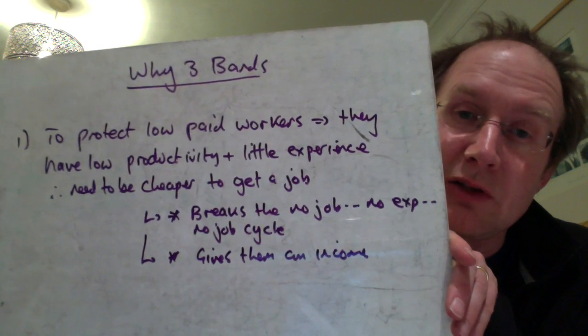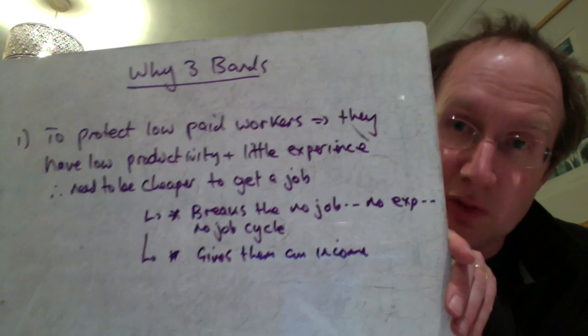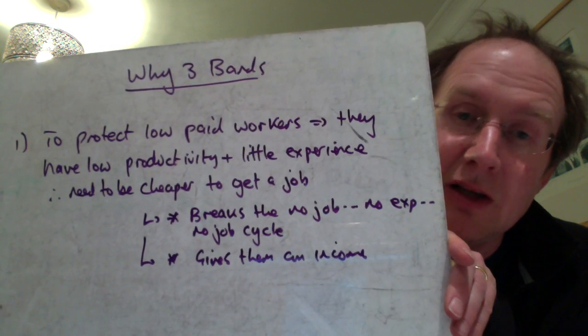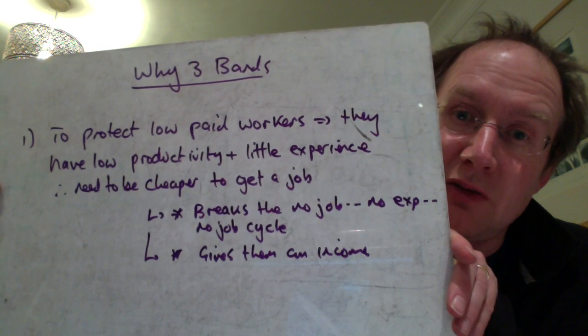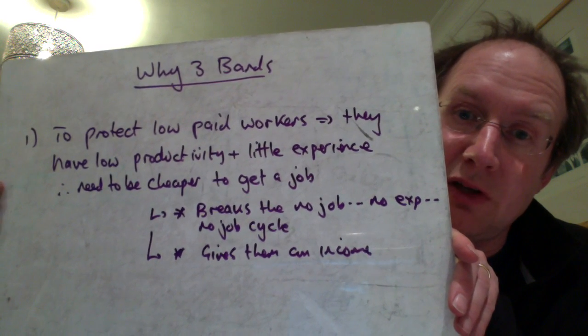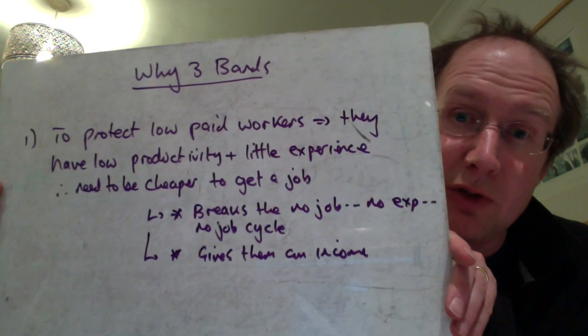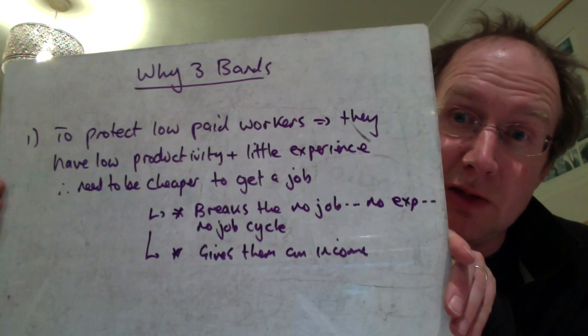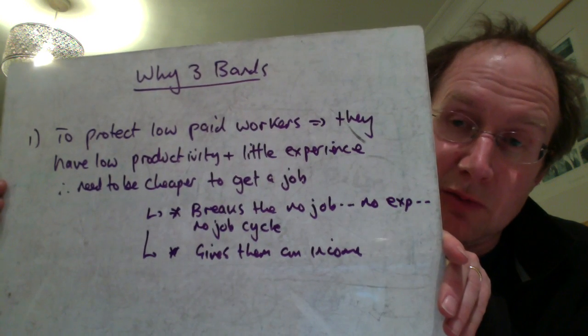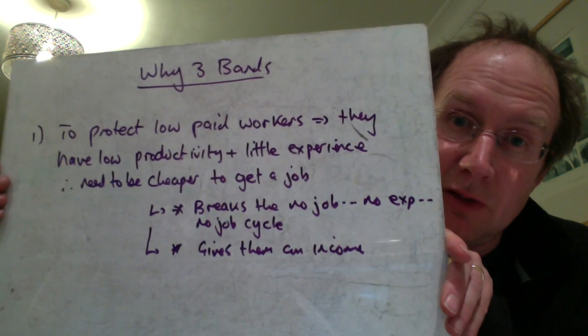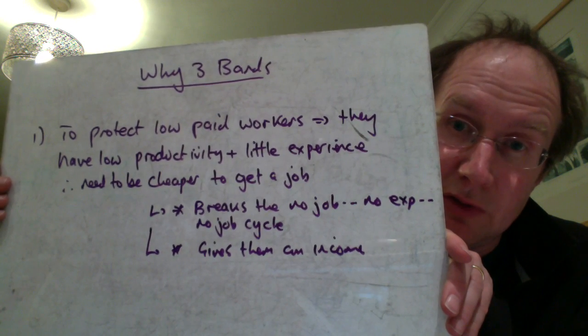In the sense that firms would probably prefer to go to somebody who has already had a job and can prove that they've done it. So therefore they need to be cheaper to be able to get a job, and as I said earlier, that helps to break the no job, no experience, no job cycle, and it gives these people an income, so therefore they can go out and spend. Again, you can pause that there for a minute, and I'll put the other 2 reasons on a new slide.